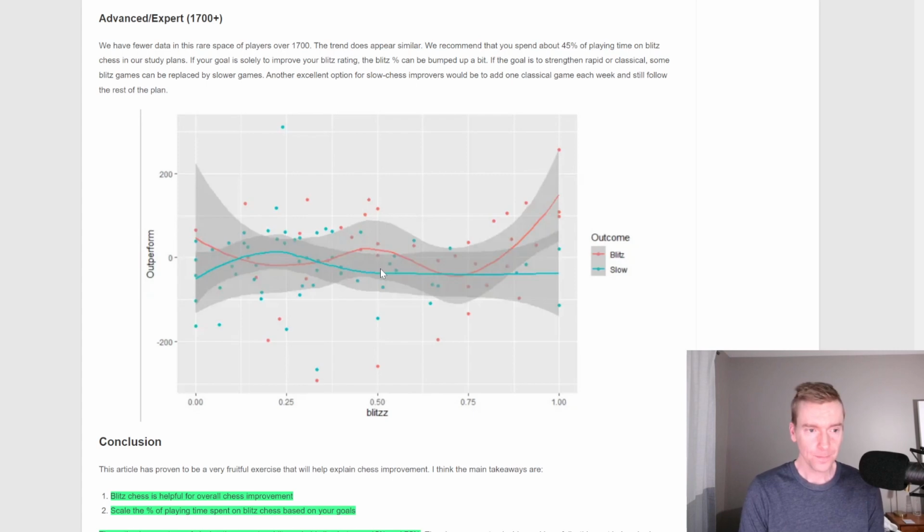So this is the article. Is blitz chess, is speed chess good for your overall chess improvement? I think the answer is yes. I've gone back and forth a little bit on this over the years, but the data is pretty convincing to me. I think you need at least a little bit of blitz chess for efficient chess improvement.